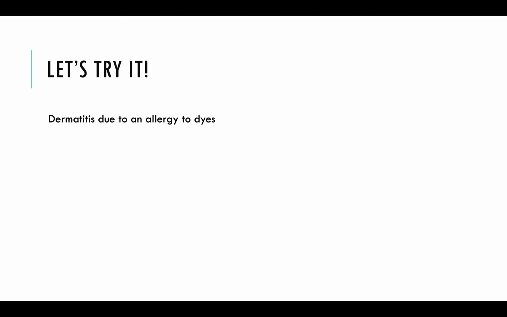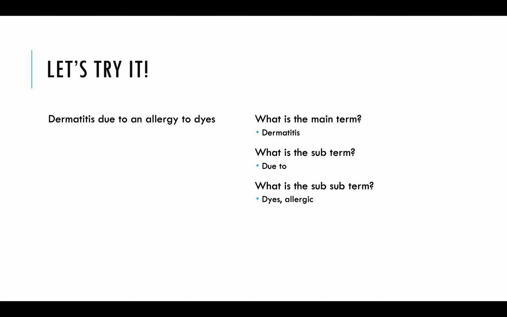And right underneath a subterm, I have here what is the main term, which is dermatitis. The subterm is due to. The subterm is the dyes, which the subterm is there to provide additional details. Allergic. So what is the code listed? I have here L23.4. Okay.